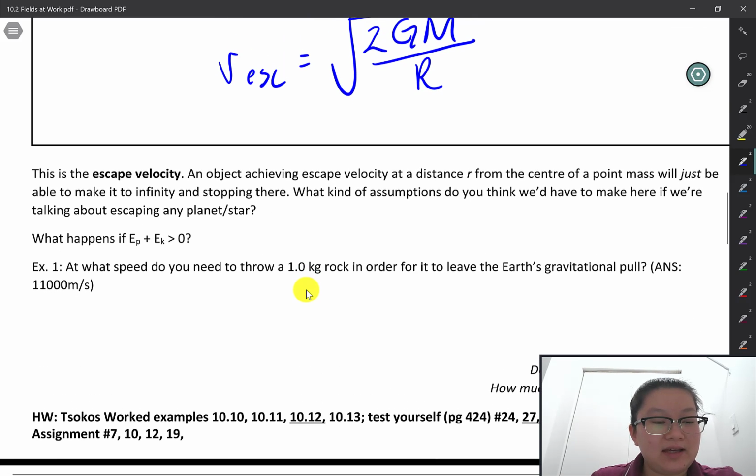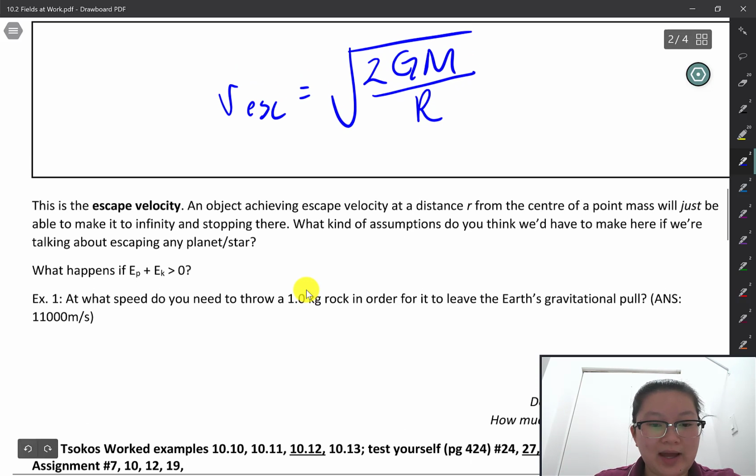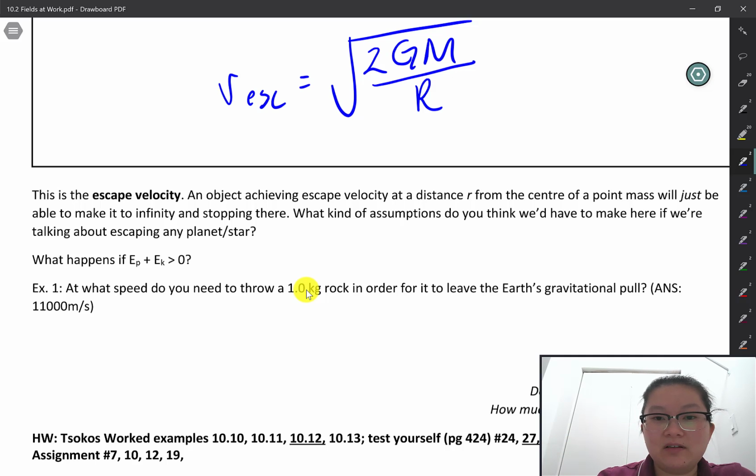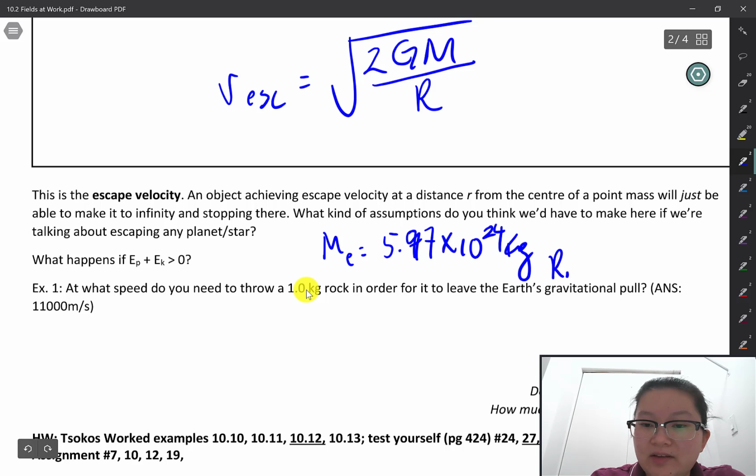Okay, so example 1. At what speed do you need to throw a 1 kilogram rock in order for it to leave the Earth's gravitational pull, assuming this is on Earth? A few things we need to know are the mass of the Earth and the radius of the Earth, which are not provided in this question, but it is not assumed that you know them. They should be provided. The mass of the Earth is 5.97 times 10 to the power of 24 kilograms, and the radius of the Earth is approximately 6.38 times 10 to the power of 6 meters.